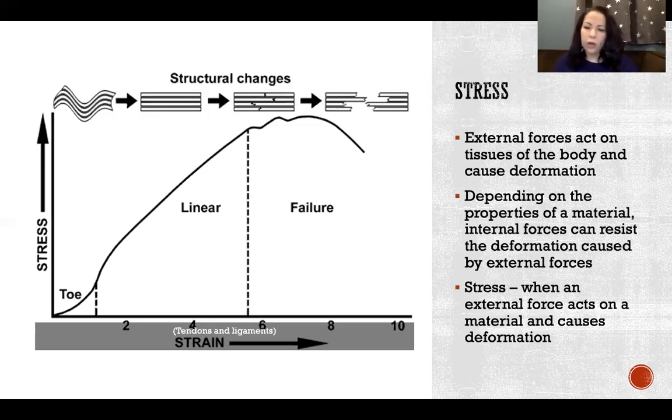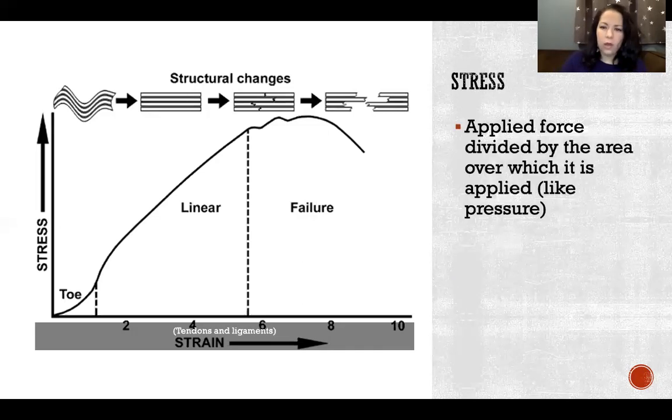So stress is when an external force acts on a material and causes deformation. The material responds with an equal and opposite force. That is the stress. And that stress usually causes some amount of deformation, and that would be the strain that happens as a result of the stress. Applied force divided by the area over which it is applied, that is the exact same formula as we had for pressure. That is how we calculate how much stress.